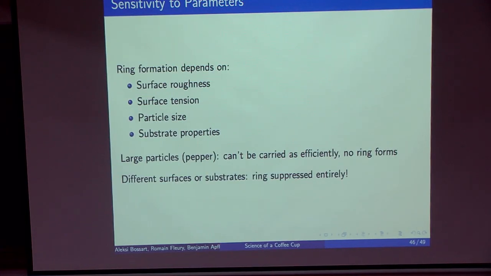Now, in this case, we want the surface to be rough. It is much easier to see this on the rough side of a paper than on the smoother side of the paper. We want the surface tension to be such that the water should not be messed with much. Particle size of the coffee grind does matter in this case. Larger particles like pepper cannot be carried as efficiently. With different surfaces of substrates, rings are suppressed entirely.